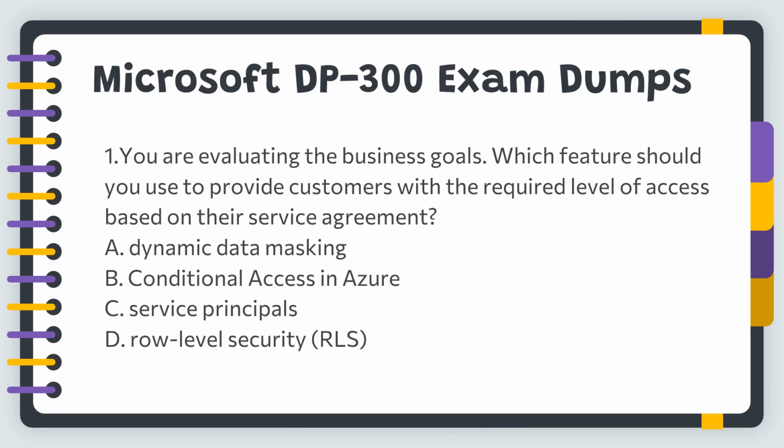1. You are evaluating the business goals. Which feature should you use to provide customers with the required level of access based on their service agreement? A. Dynamic data masking. B. Conditional access in Azure. C. Service principals. D. Row-level security, RLS.